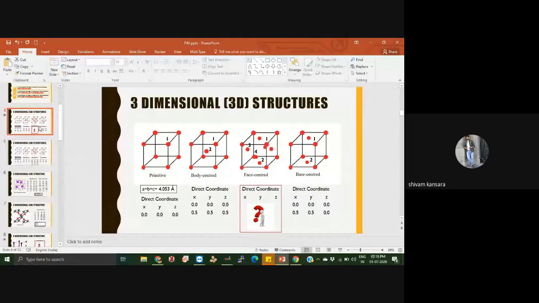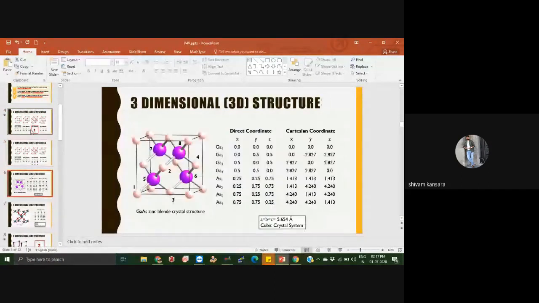So participants, have you any query in this 3-dimension cubic system? If no, then very good. So this is the basic cubic system. This is one of the famous cubic systems known as the zinc blende crystal structure. It's quite complicated, and the total number of atoms is 8 here: 4 atoms of gallium and 4 atoms of arsenic. So this is direct coordinate.